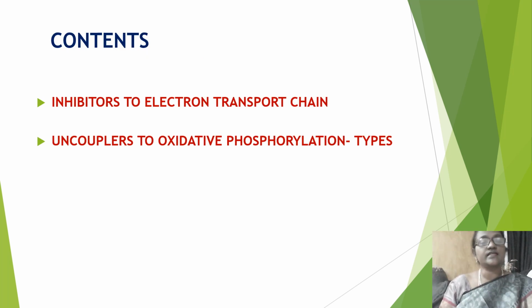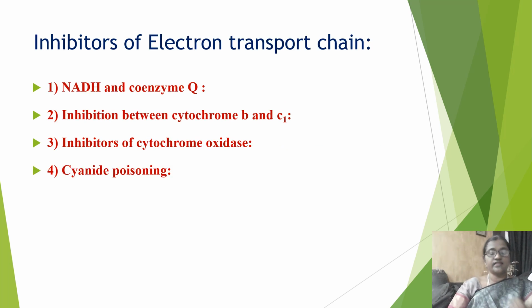The contents that will be dealt with as part of this topic are: first, you will be learning about the inhibitors of electron transport chain, followed by the uncouplers of oxidative phosphorylation, and we will be dealing with two types of uncouplers. First, let us study about the inhibitors of electron transport chain.